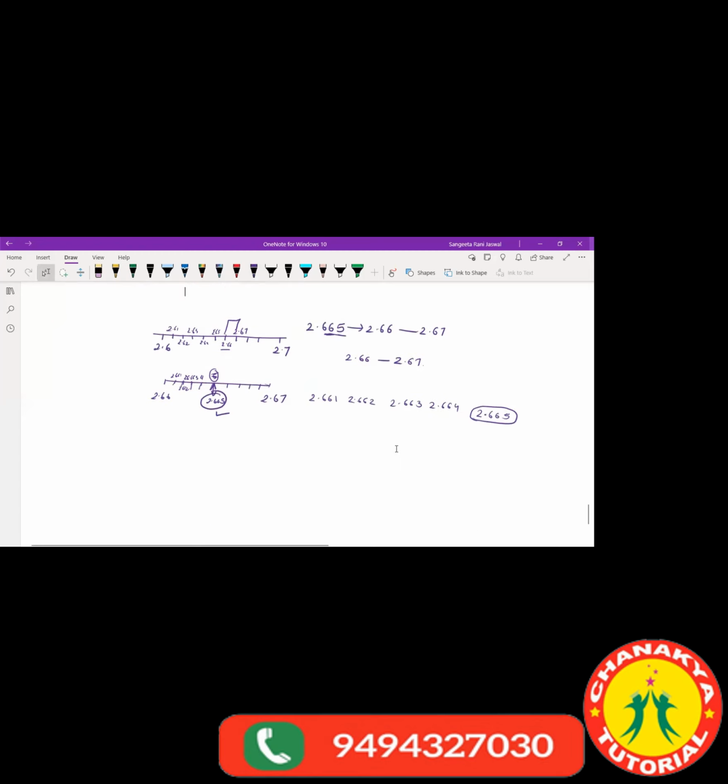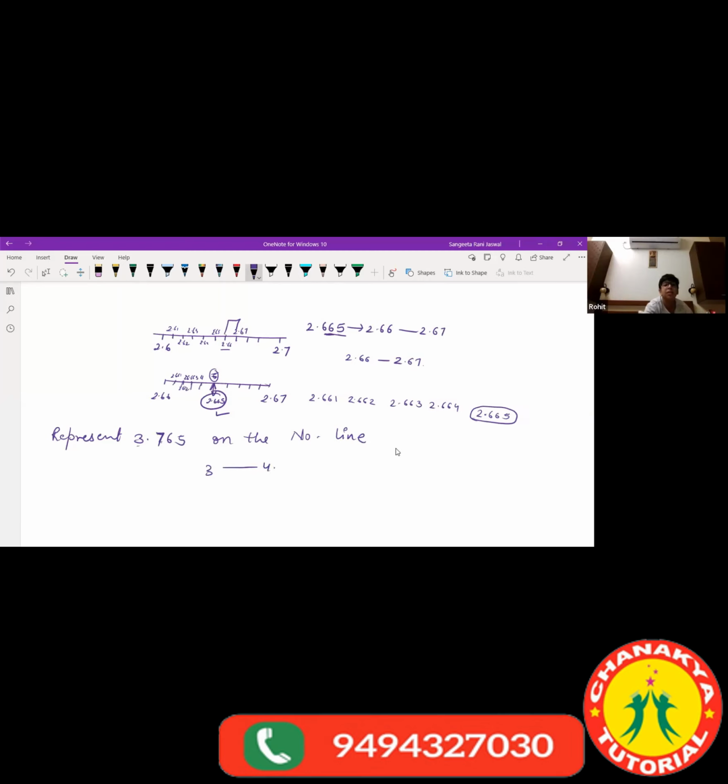Now, similarly, if I tell you to locate or represent 3.765 on the number line, will you be able to do it? First you will see the first decimal point, 3.7. 3.7 means it lies between 3 and 4, and between 3.7 and 3.8, right?